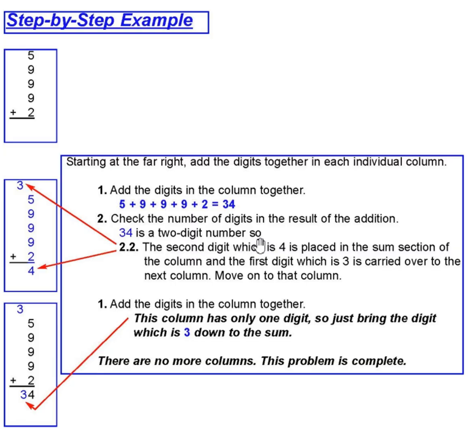So, the second digit, which is 4, is placed in the sum section of the column. I will repeat. The second digit, which is 4, is placed in the sum section of the column.